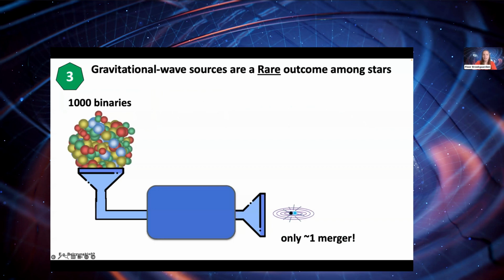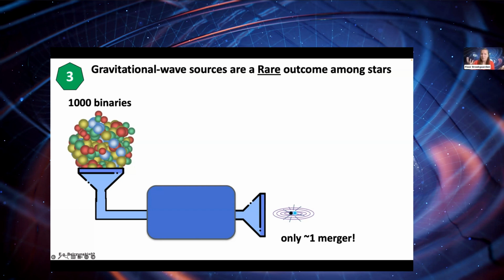Now, the third one, and maybe my favorite one, is that these gravitational wave sources are actually an extremely rare outcome among stars, both in real life, in our universe, as well as in those simulations. So to give an example, if I simulate 1,000 massive star binaries, even already focusing around the stars that I'm interested in, typically only one of those 1,000 binaries actually becomes a gravitational wave source. So in most cases, when you start with two massive stars, they disrupt during the supernova or otherwise merge as stars, but not as gravitational wave sources.